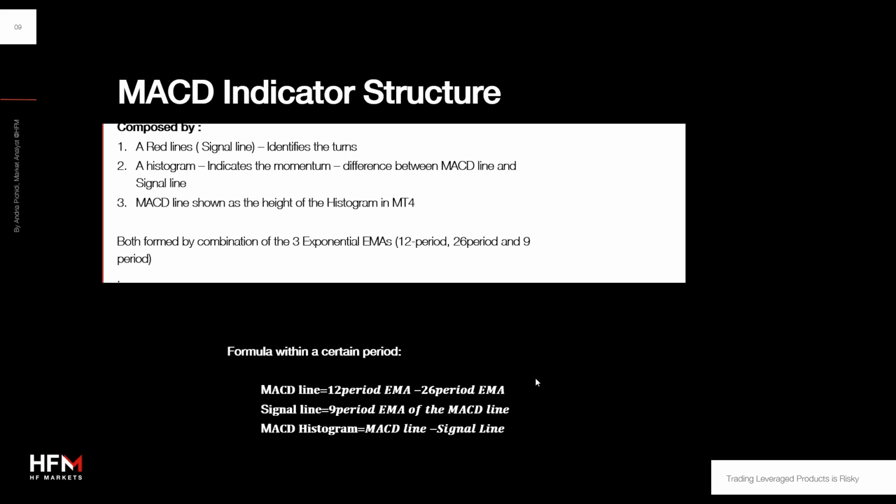And if you closely observe the formula, you will realize that the signal line, the red line, is a moving average itself, right? It's a 9-period exponential moving average, not of the price action, but of our MACD line. The MACD line, however, is the difference between the 12-period moving average and the 26-period moving average. So the red line, the signal line, smooths out the movement of the MACD line and interacts with it to produce signals.